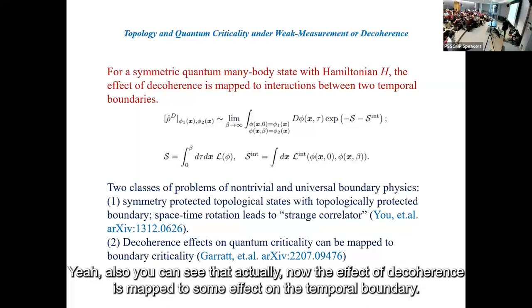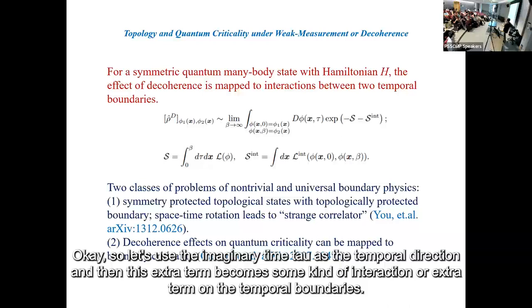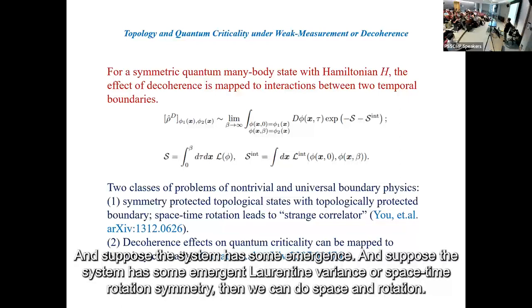Also you can see that actually now the effect of decoherence is mapped to some effect on the temporal boundary. Okay, so let's view the imaginary time tau as the temporal direction, and then this extra term becomes some kind of interaction or extra term on the temporal boundaries.